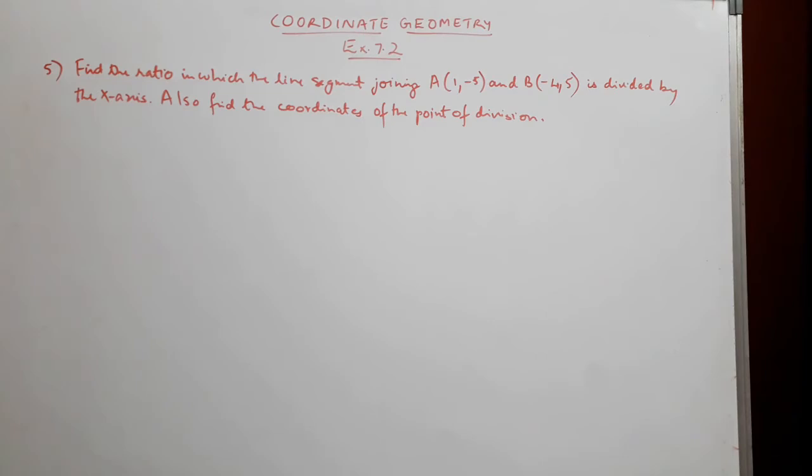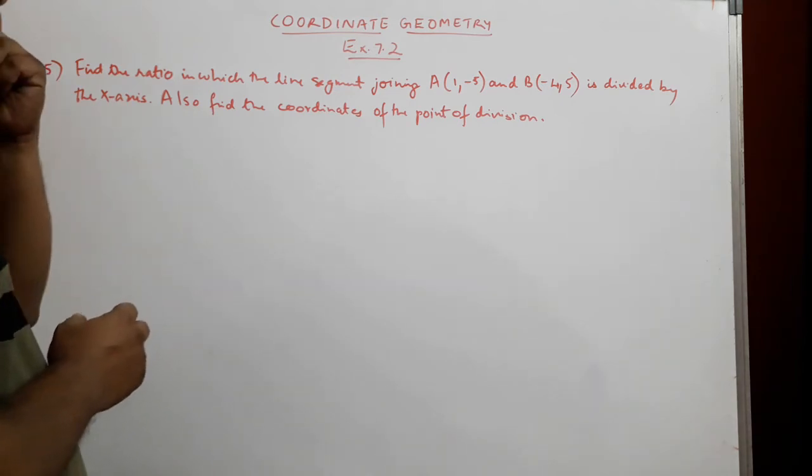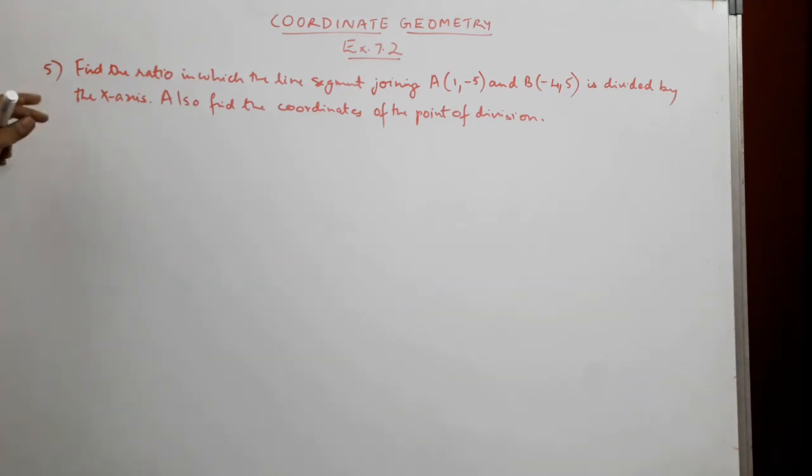Coming to the fifth question: find the ratio in which the line segment joining A (1, -5) and B (-4, 5) is divided by the x-axis. Also find the coordinates of the point of division. In this case, we are not given the ratio, neither are we given the point which divides AB. We are only given the coordinates of A and B, but we are told that it is divided by the x-axis.